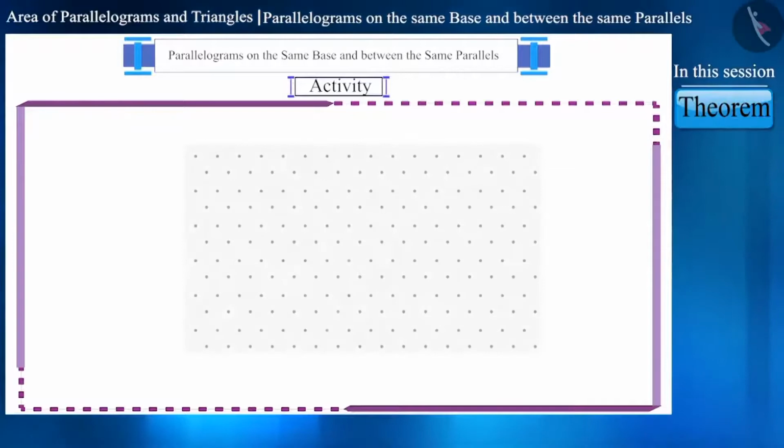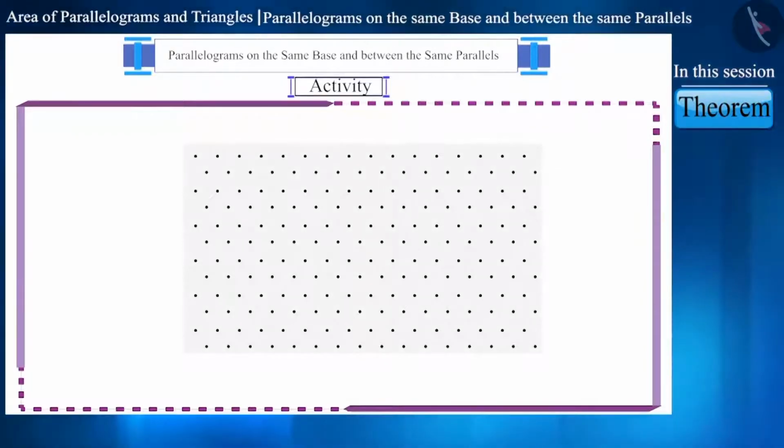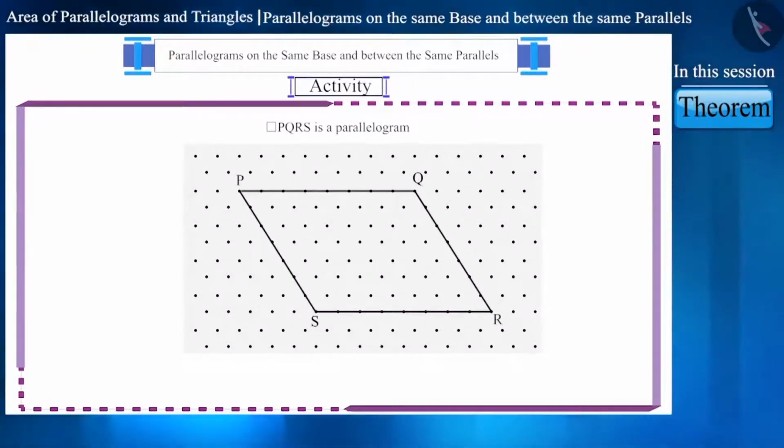Take this type of sheet where the points are at equal distance. We call this the isometric sheet. On this, we will create the parallelogram PQRS in this way. Now, take a point T on the side PQ above S. Now, connect ST. Here, we will get a triangle PTS. We can see that triangle PTS and quadrilateral TQRS together form the parallelogram PQRS.